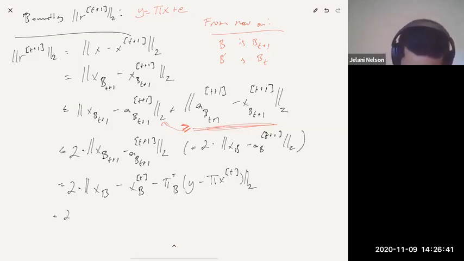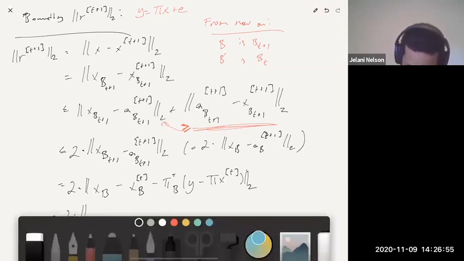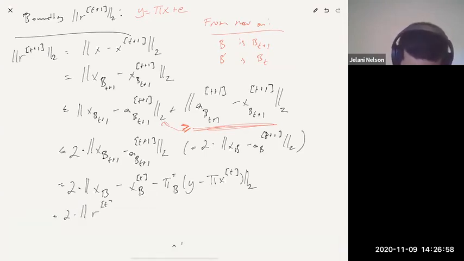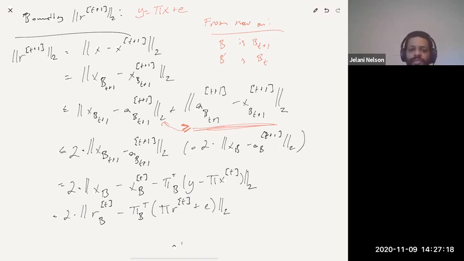So this is equal to 2 times x_B minus x_{tB}, which by the way I can simplify too. x_B minus x_{tB} is also known as r_t projected to B. So this is r_t projected to B minus pi_B transpose, and then y minus pi x_t is also pi r_t, plus e. Okay, does that make sense?